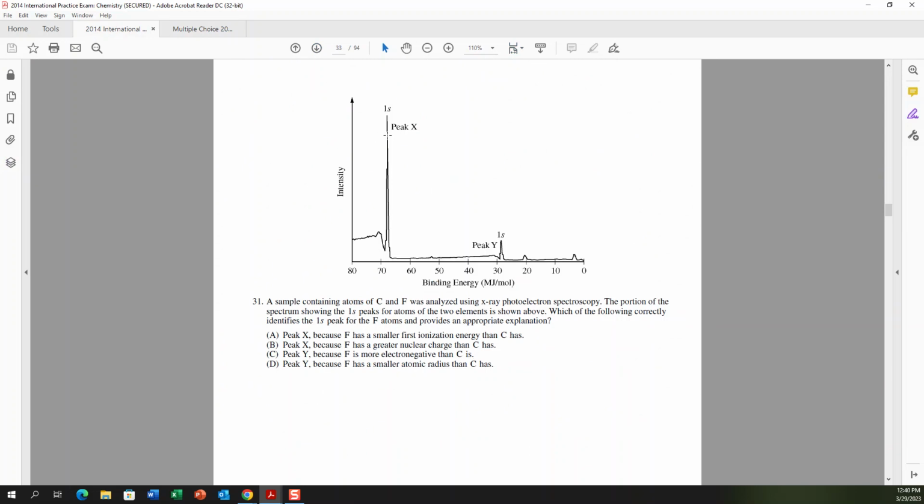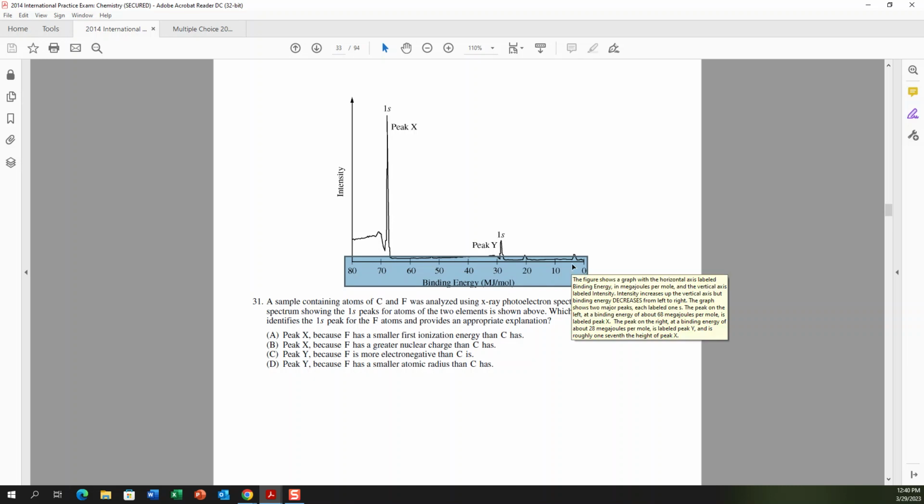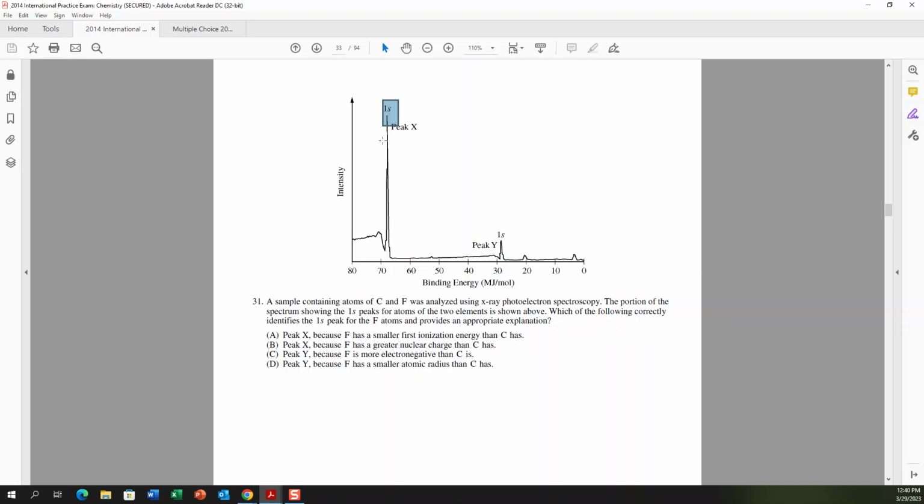All right, so we got PES, but notice it's not a full PES. It's just showing us a 1s peak for different elements. So notice the binding energy goes from high to low, which it usually does, so we don't have to sweat that too much. But that means these 1s electrons here are more attracted to the nucleus than these 1s electrons for Y, and the only reason that's going to be is because, especially when you're looking at the 1s shell, there's no shielding below it, so it's got to be because X has more protons.